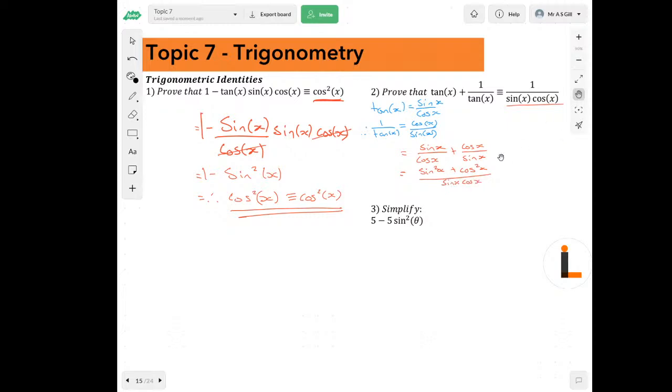And again, we use our identity, the other identity. Sine squared plus cos squared is 1. So we get 1 over sine x cos x is identical to 1 over sine x cos x. And we've got left hand side is equal to the right hand side. Okay.